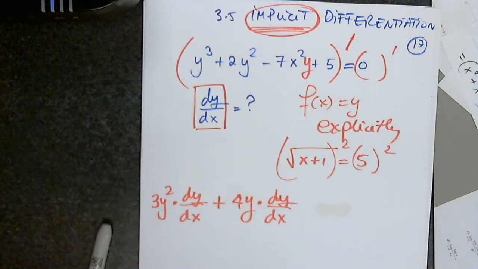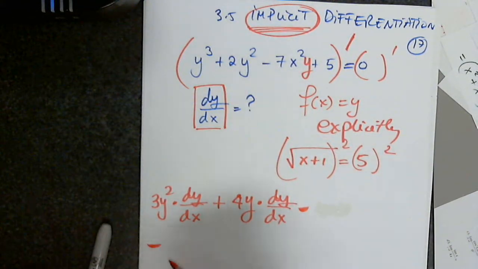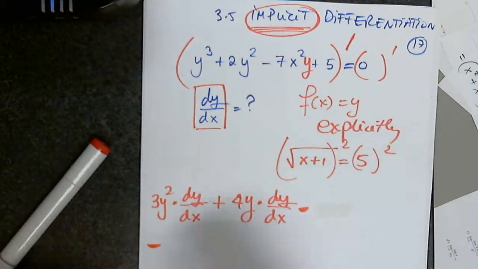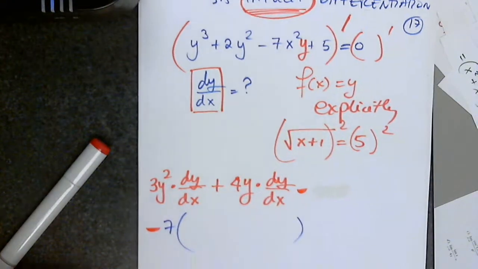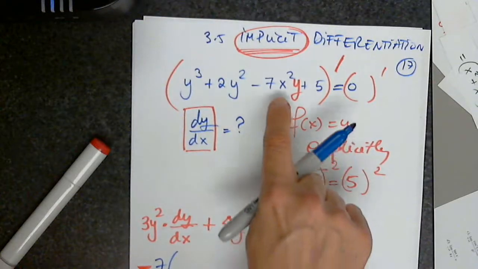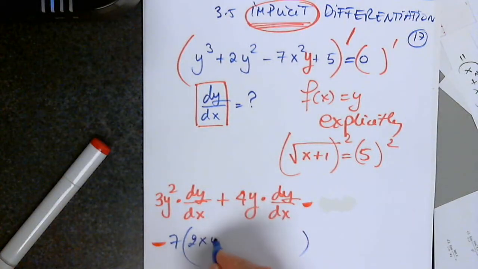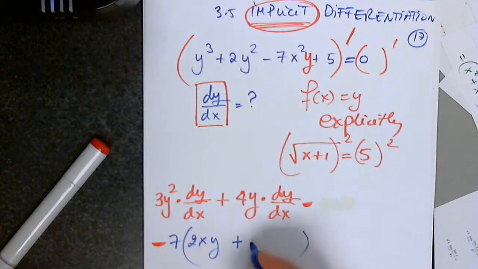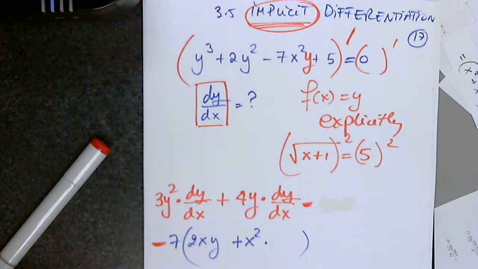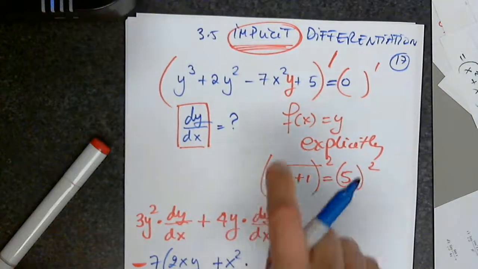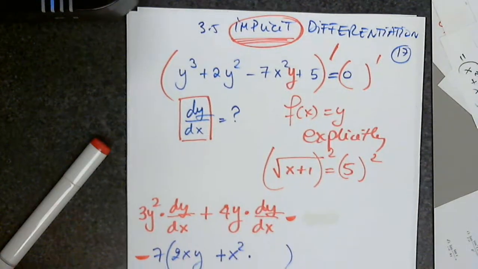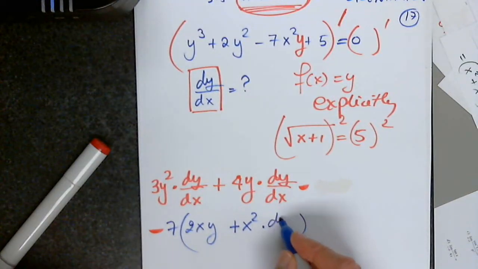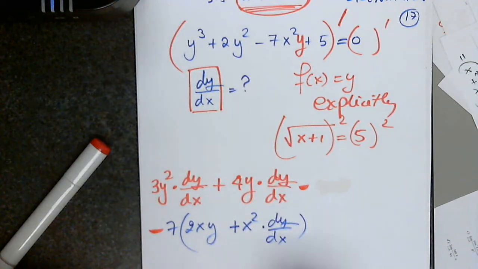So what do I do next? So put minus, and in parentheses, because I don't want to mess with 7. I don't care for it just now. I differentiate x squared, and I get 2x times y plus x squared times the second function prime. What is it? Very good. Plus 5 prime. How much is 5 prime? 0. Equals 0.